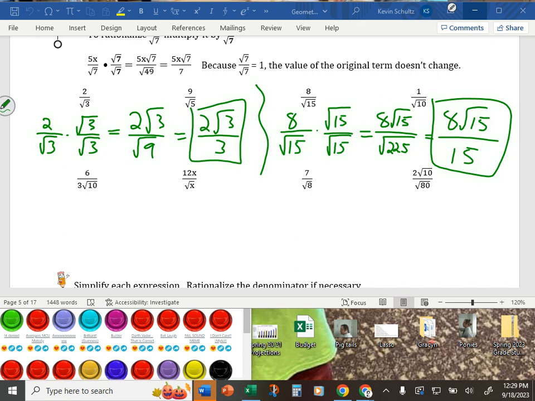Yeah. Can we do the next one? We're gonna do the 12x over root x. Yeah, that's what I meant, sorry. Actually, no. We'll do next because Andrea had a question. We'll do them both. I know, but other people might have the same question.